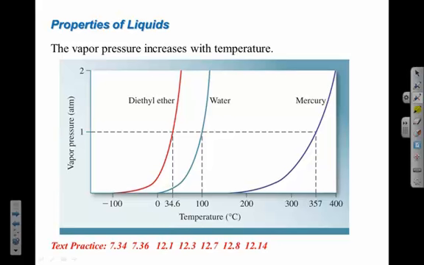So we can recognize that the vapor pressure and the boiling point both depend on the intermolecular attraction. The stronger the intermolecular attractions, the lower the vapor pressure at a given temperature. The stronger the intermolecular attractions, the higher the boiling point, because it will require higher temperature to get the vapor pressure to become equal to the atmospheric pressure.